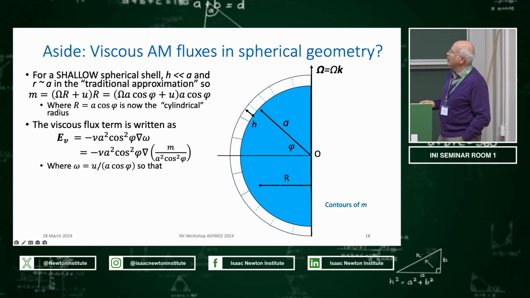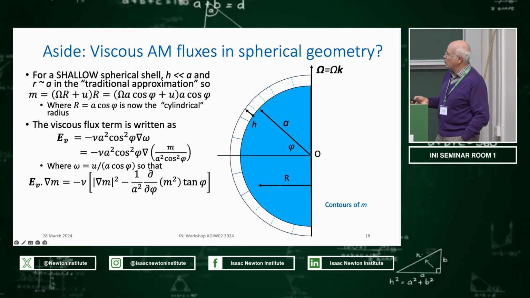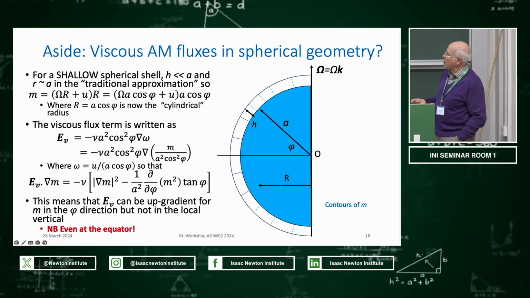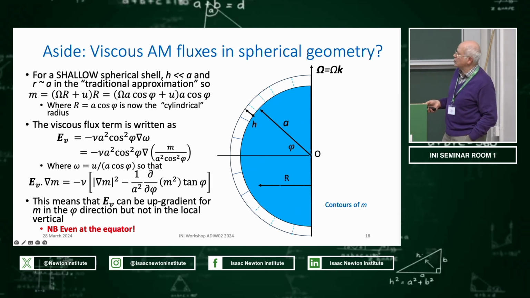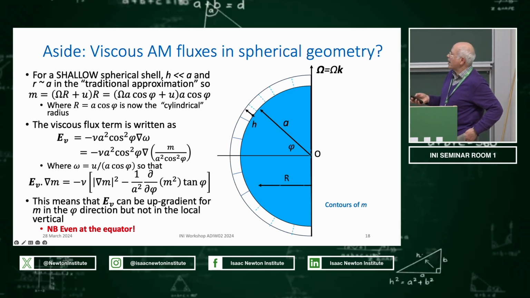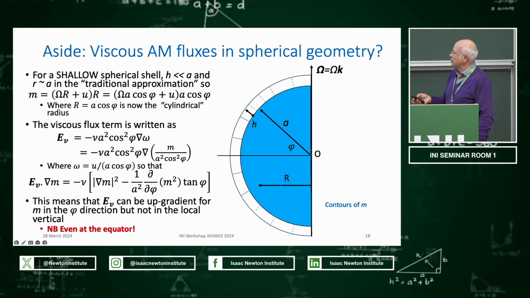We can still define the viscous flux in a similar parallel way, except that now the angular velocity is the fluid velocity divided by a cos phi rather than r cos phi. And what that basically means is that when you project this flux in the direction of the gradient of the angular momentum, what you find is that this flux can be up gradient in the latitudinal direction, but not in the local vertical. And that's fine over most of the planet, but of course it does give you a little bit of a singularity effect on the equator itself, because that's the direct opposite to what normal viscosity would actually really do.